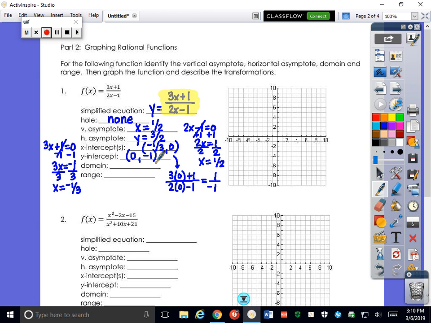Okay, let's graph this and then we'll be able to figure out our domain and range. Well, we'll do that first. So my vertical asymptote is at 1/2. So just graph that in between 0 and 1.